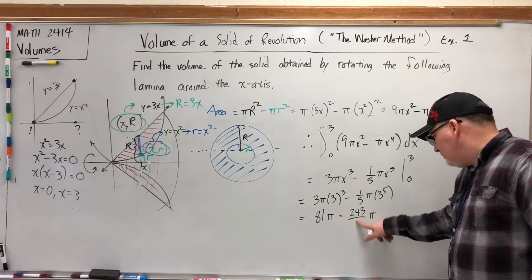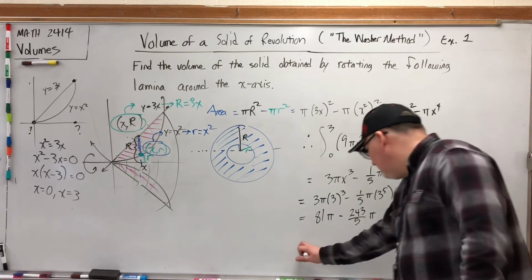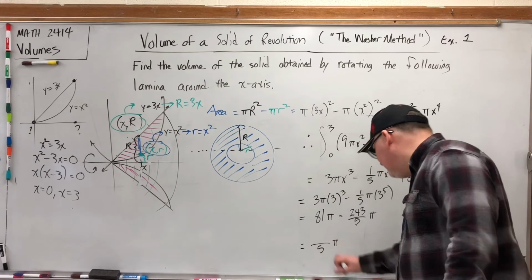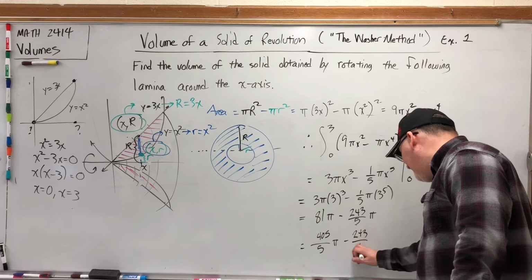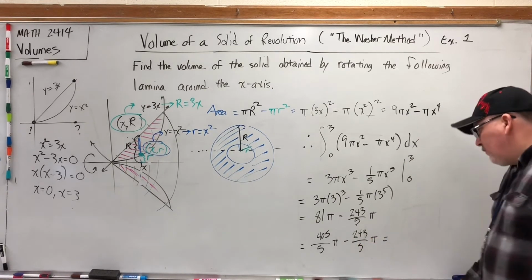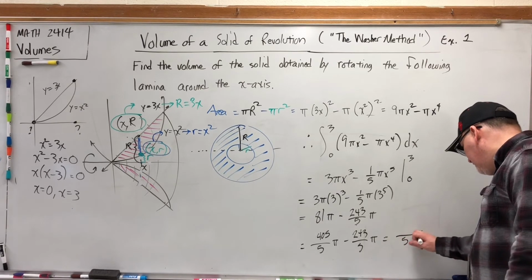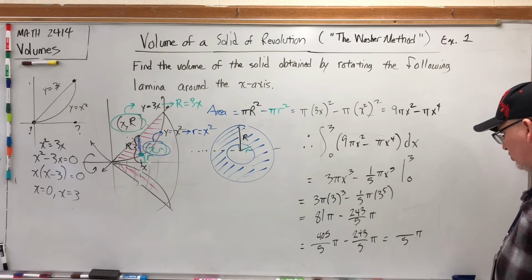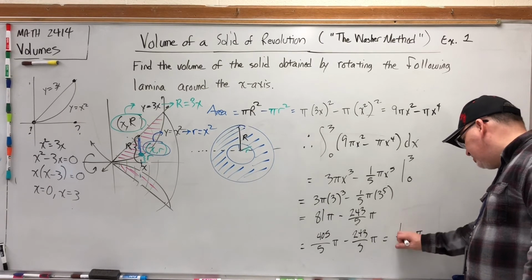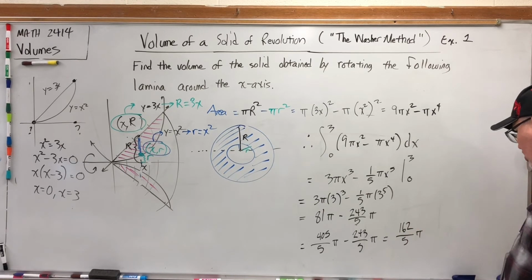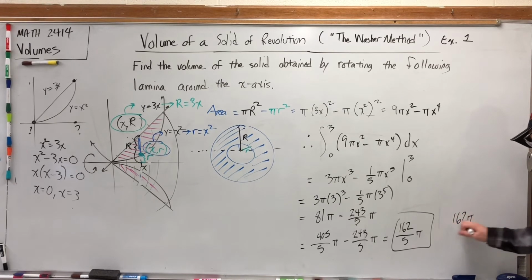These are like terms, so they should be combined, so we would need to get a common denominator of 5. If I multiply 81 times 5, I get 405. This one's already got a 5 in the denominator. So 405 fifths minus 243 fifths is something. Let's see, 405 minus 243 is 162. Let me add that to make sure. Yep, 162 fifths pi. Or you could write it as 162 pi over 5.